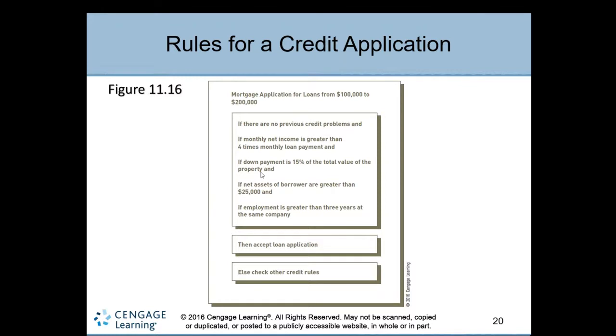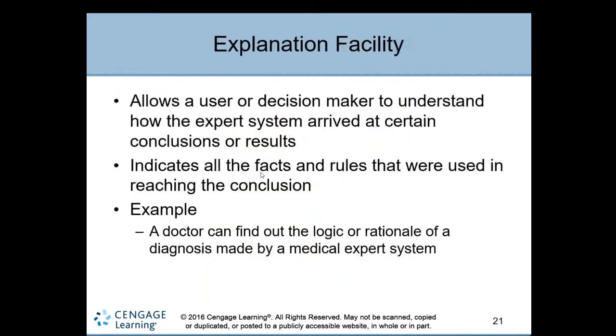Or you can say if you are above the age of 18, then you are considered a major, and you have the right to vote. That's one thing. So there are these rules, and there are many examples you can give with this. So what is the explanation facility?